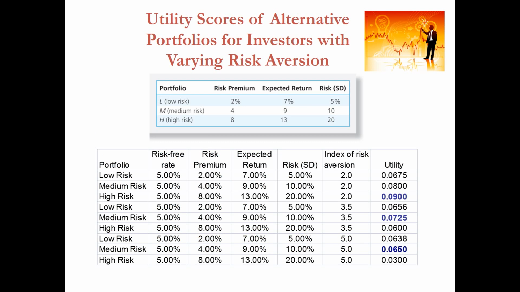So if we come back to our example before, where we had three assets, we calculate the utility that an investor would get from each of these assets, but we compare here across three different investors. The first investor, as I am going to say, has a coefficient of risk aversion of 2. The second investor might have a coefficient of risk aversion of 3.5, and the third investor might have a coefficient of risk aversion of 5.